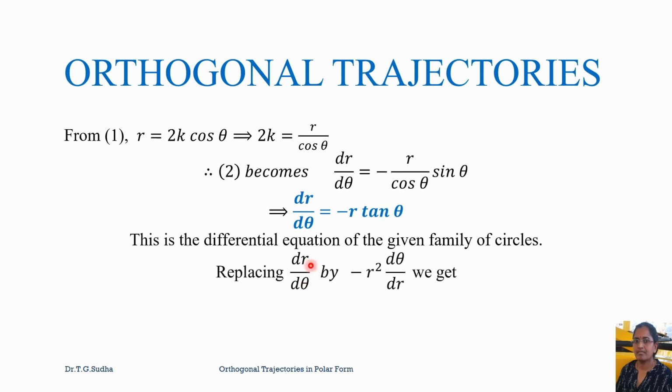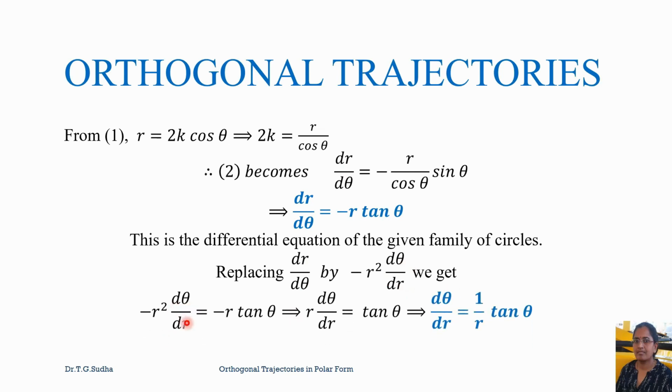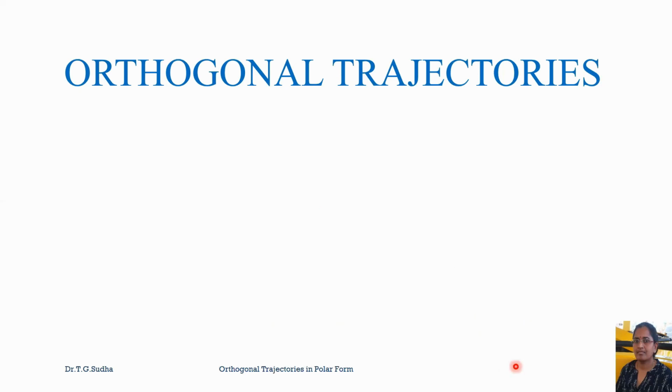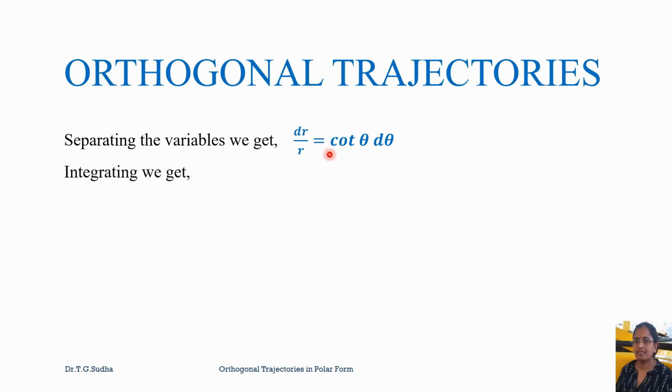So now let us replace dr by d theta by minus r square into d theta by dr. So we get minus r square d theta by dr is equal to minus r tan theta. So cancelling out minus r on either side, we get r d theta by dr equal to tan theta. And this gives us d theta by dr is equal to 1 by r tan theta. And this is the differential equation to the orthogonal trajectories. So now separating the variables, we get dr by r equal to cot theta d theta.